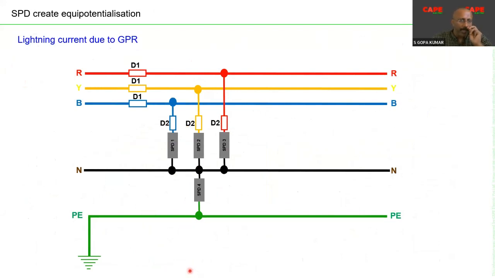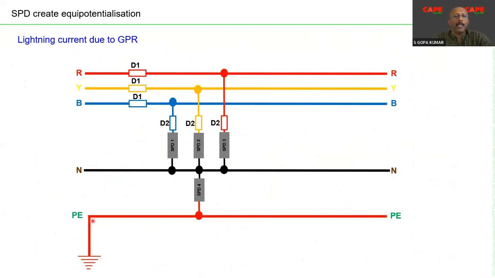How? In this particular case, you can see a picture with a 3-phase RYB, neutral, PE conductor. Typically, 4 SPDs are connected in parallel, 3 between the 3 line conductors to neutral and 1 SPD between neutral and the earth. Imagine there is a direct lightning strike probably on the building or closer to the building.